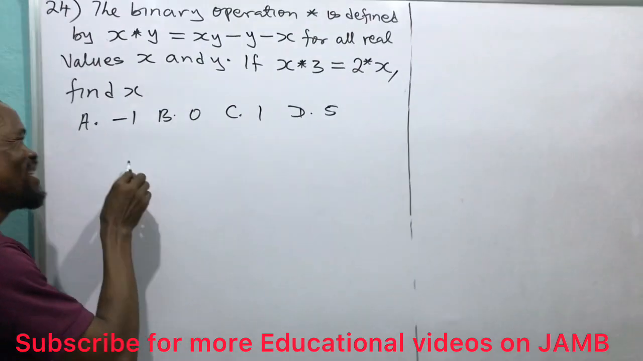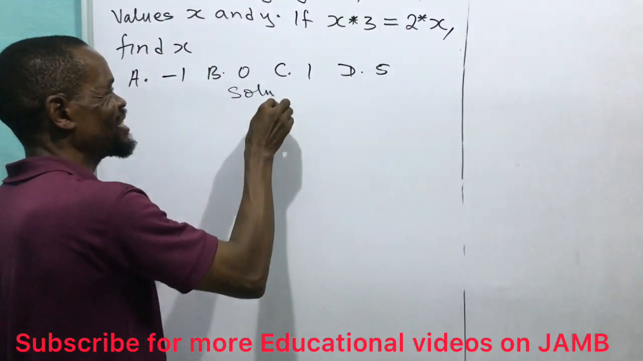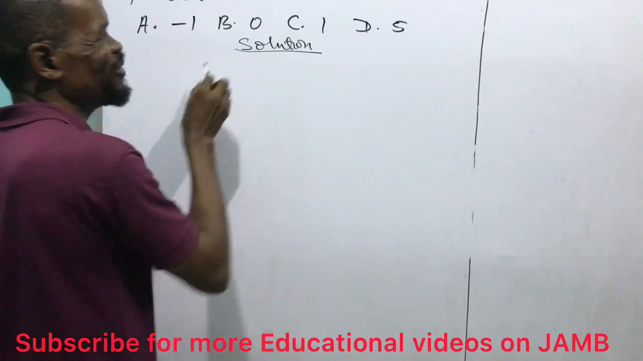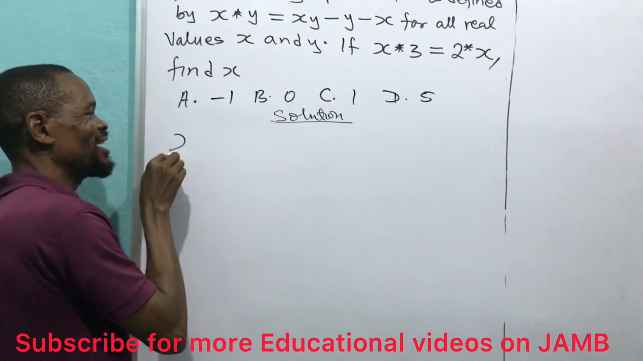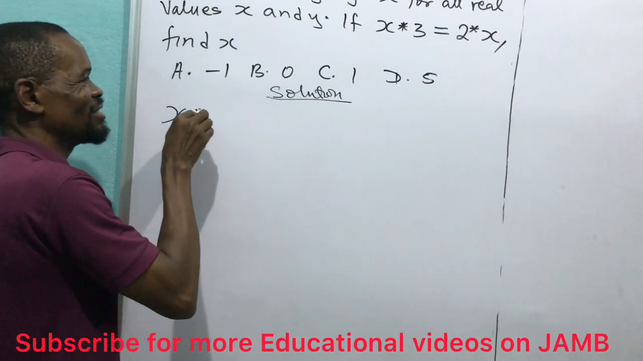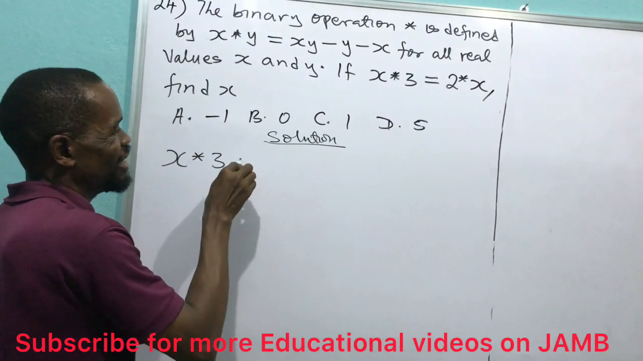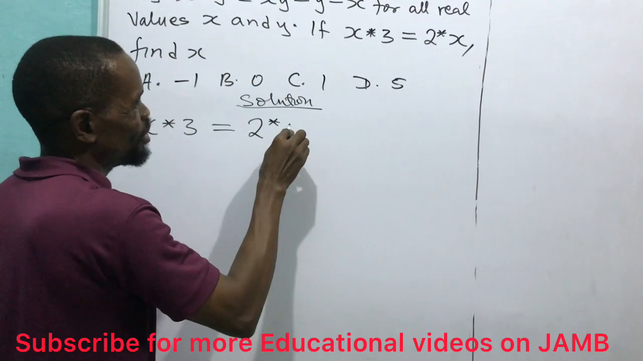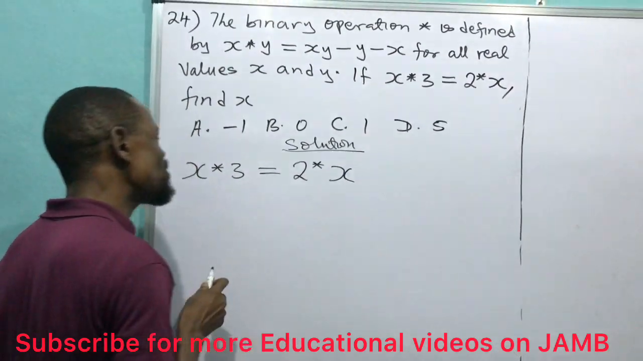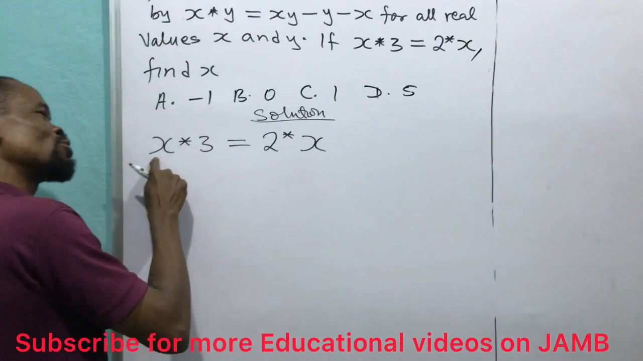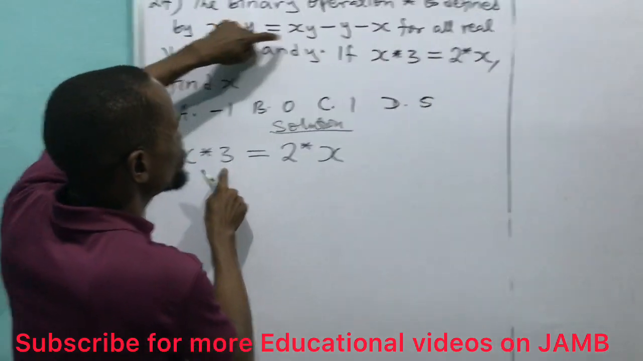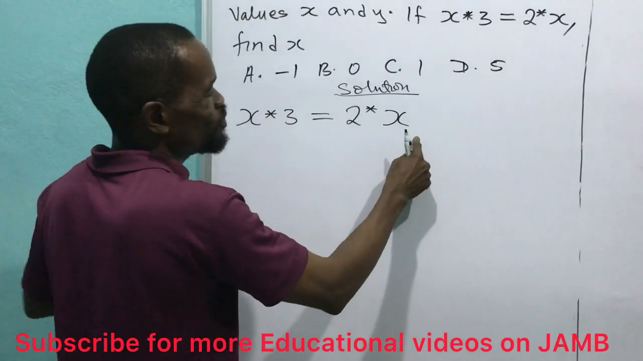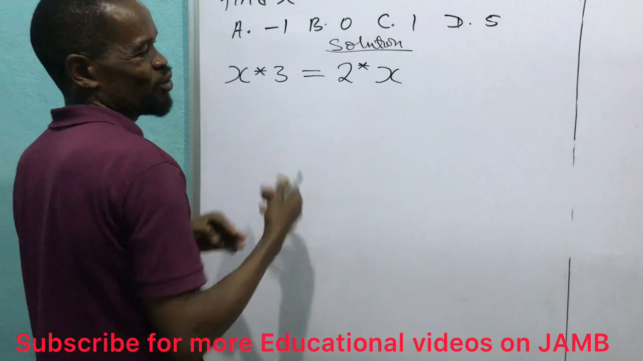So we look towards the solution. You remember the condition they give us. Look at the condition they give us, as I mentioned, because the condition they give us is what will give us the solution. The condition is x multiplication operation 3 is equal to 2 multiplication operation x. So what does it mean? It means that I should substitute this in this equation and substitute this in this equation, and whatever I get is equal to each other.